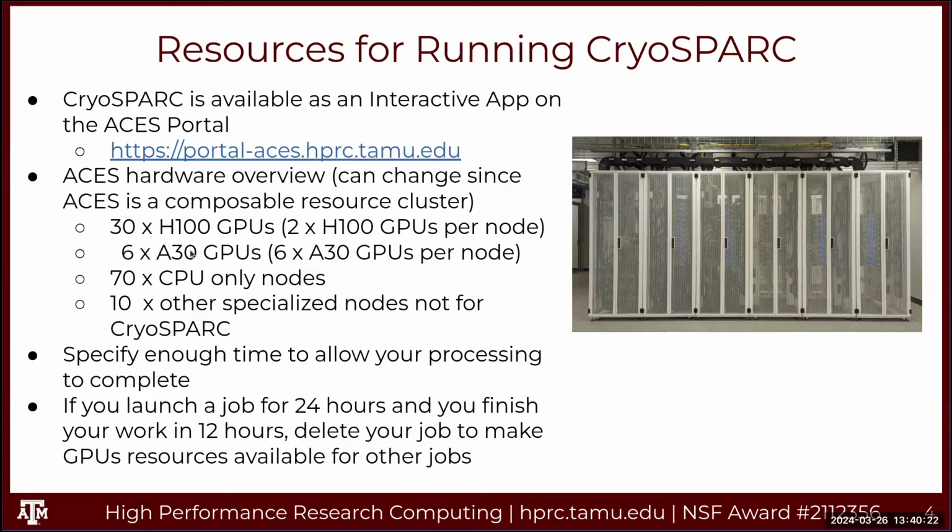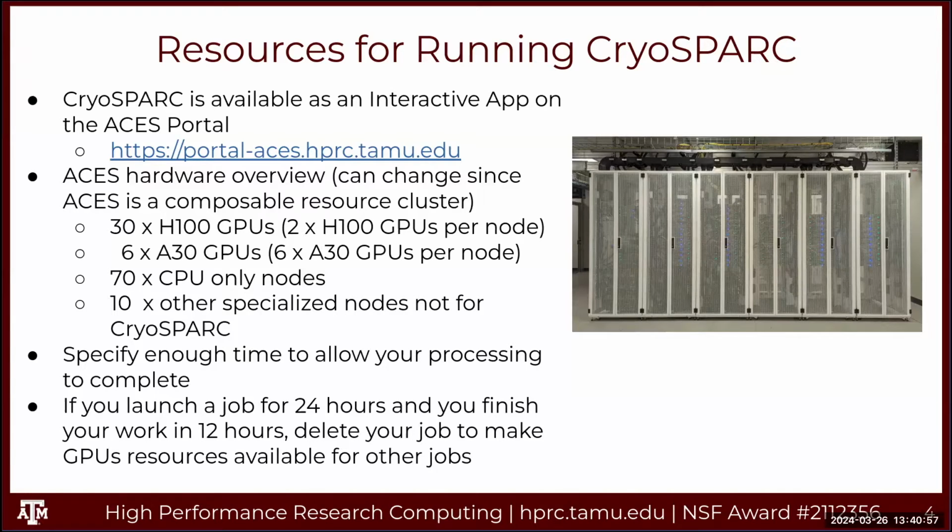If we had 30 H100 GPUs, there are two H100s per node. So that means at this point we would have 15 nodes, each one of them having two H100s. We have 6 A30s, and currently we have two nodes where each node has two A30s. Then we have 70 CPU only nodes, and there are some other specialized nodes that you can't use, or they're not compatible with CryoSPARC.